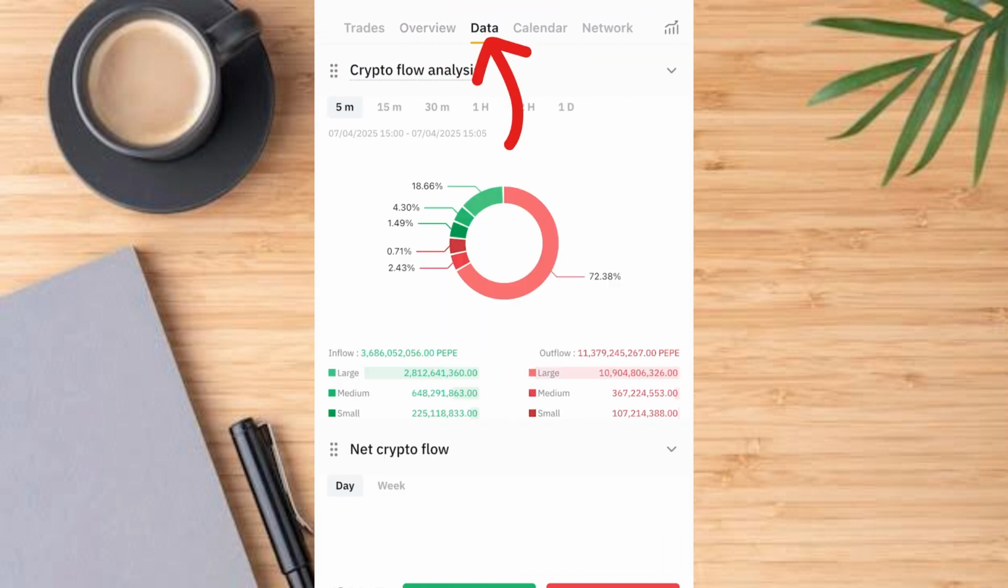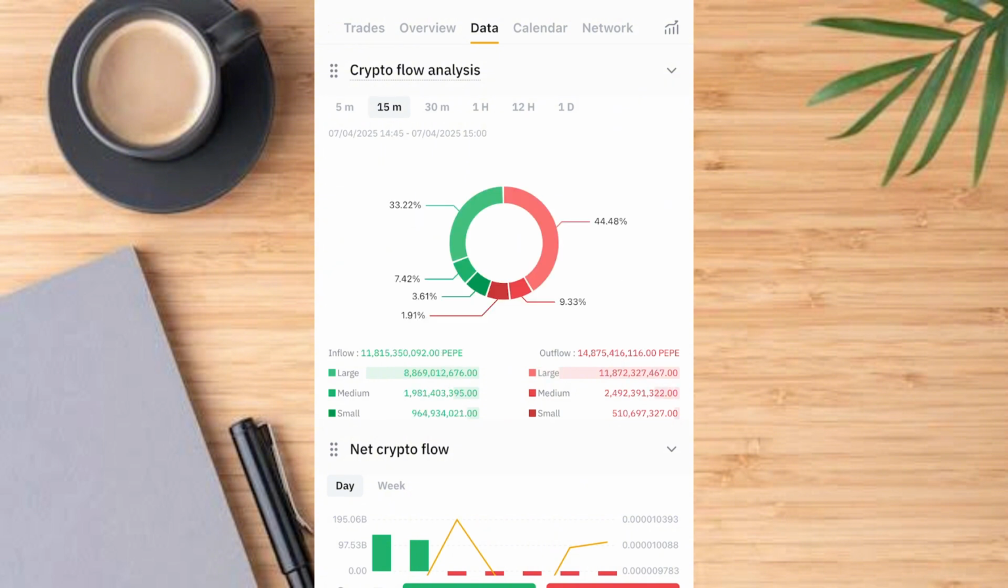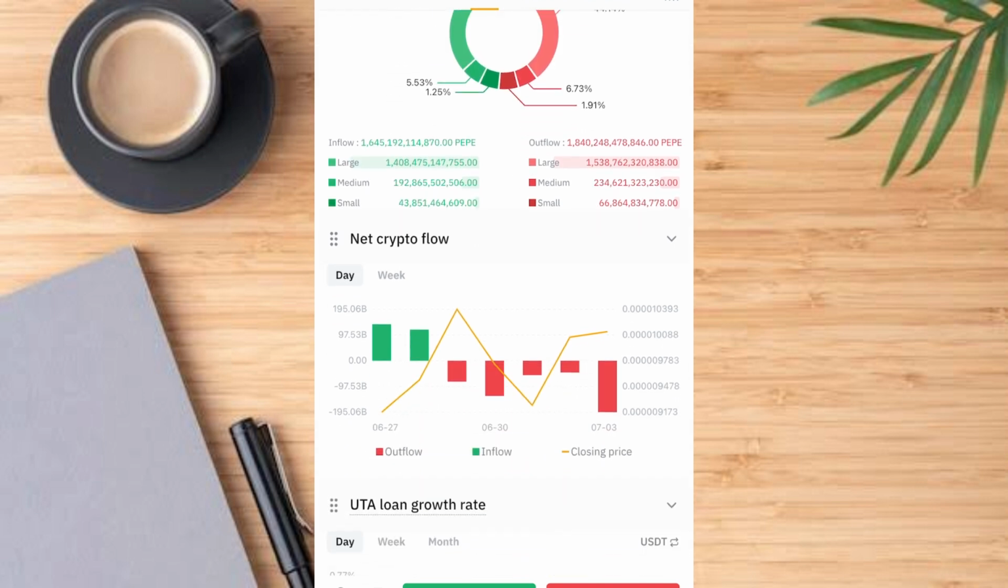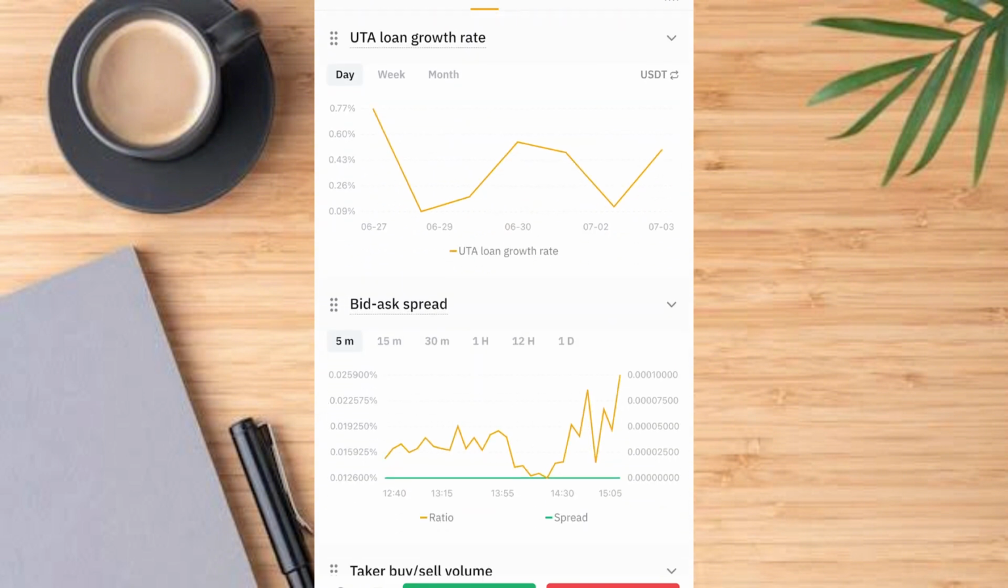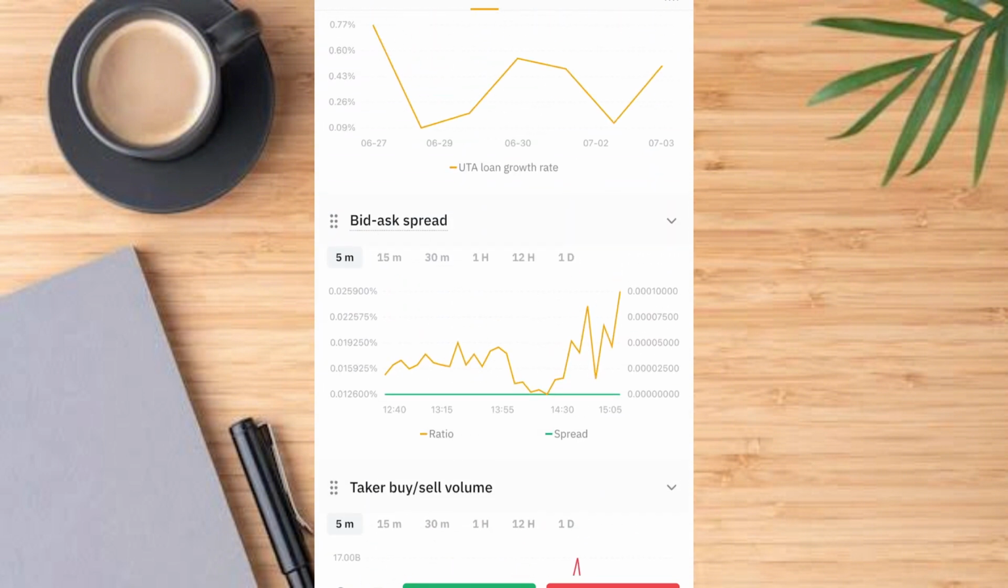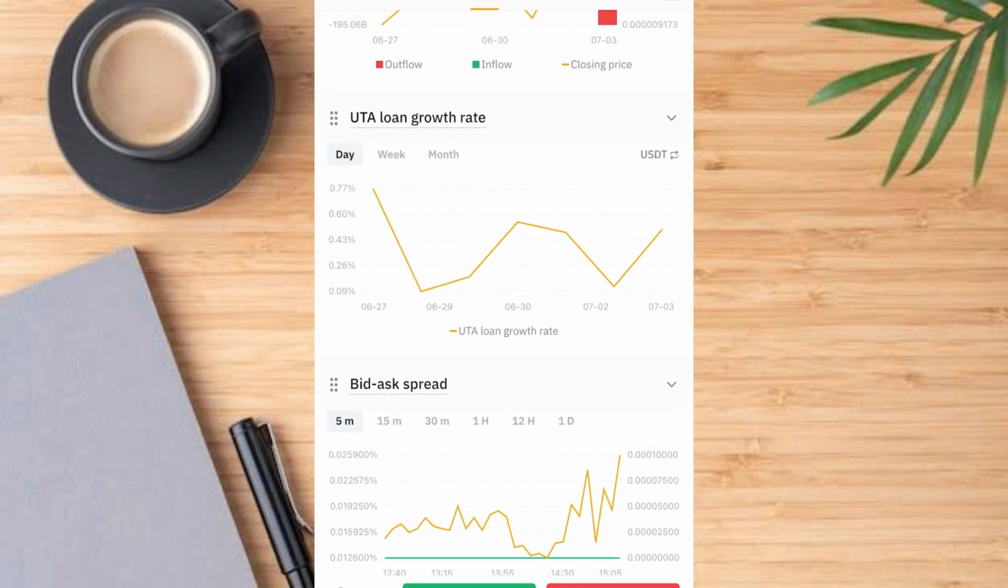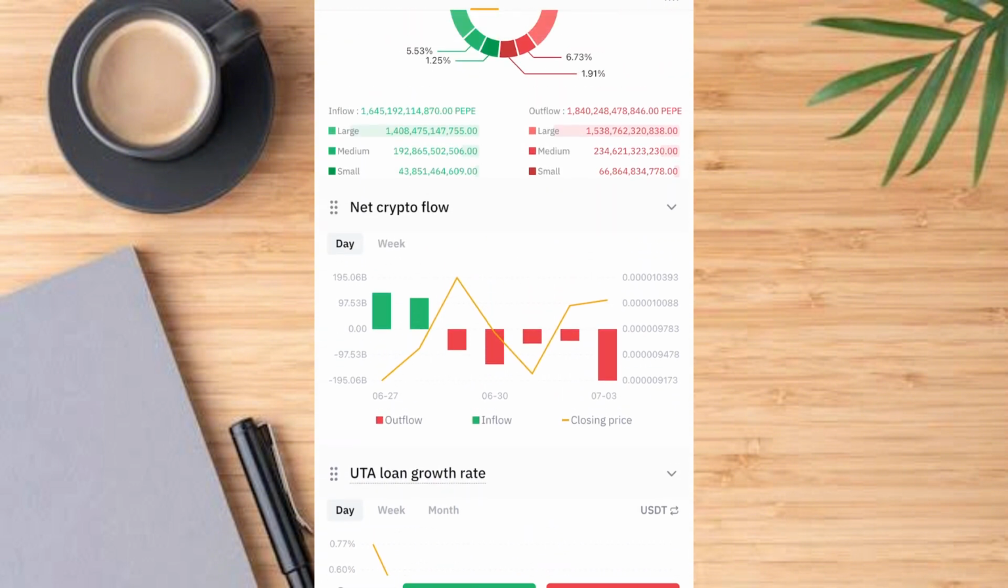Then the data, if you tap on data as well, this will also give you some little analytics about this token. You can see the time frame from 5 minutes to 15 minutes, even up to 1 day. You can have access to that in this place. Then you can see net crypto flow. You have UTA loan growth. You have a lot of information here that you can use to run your analysis. But I will not encourage you guys to use any crypto exchange to run your analysis. No, better use an analysis website to run your analysis for better performance.